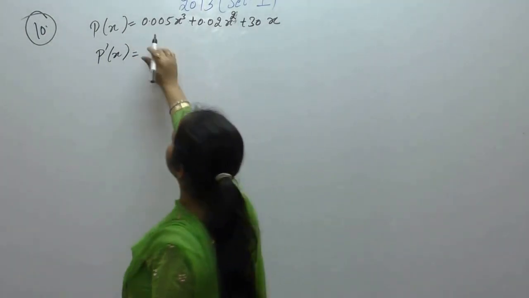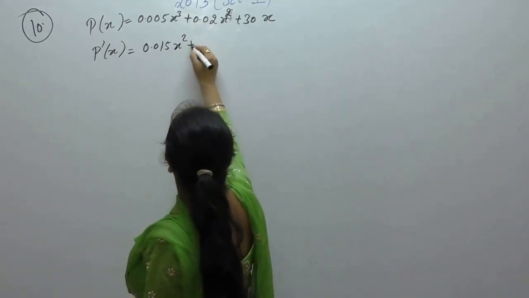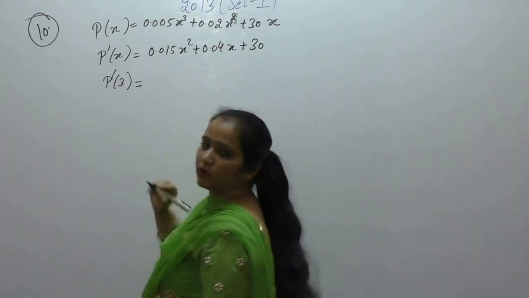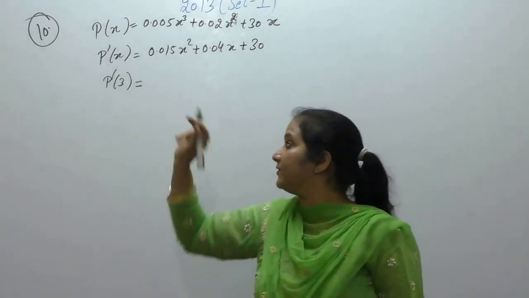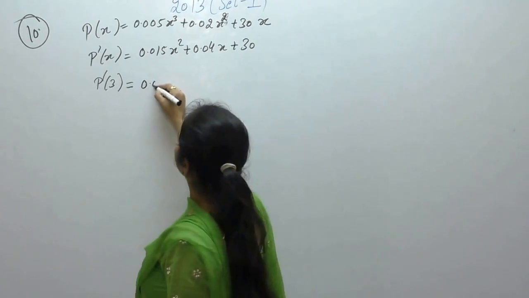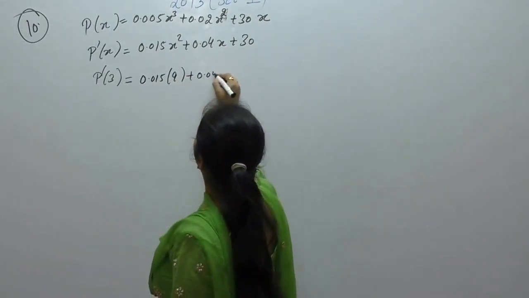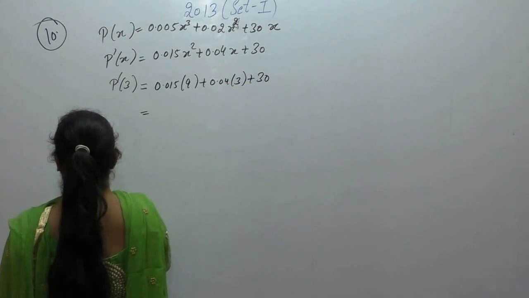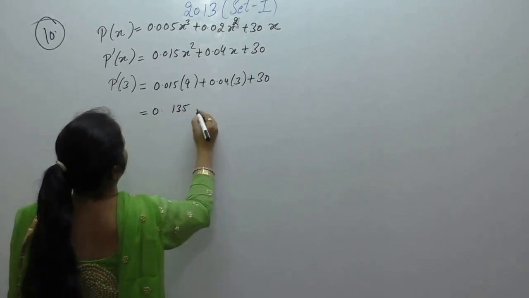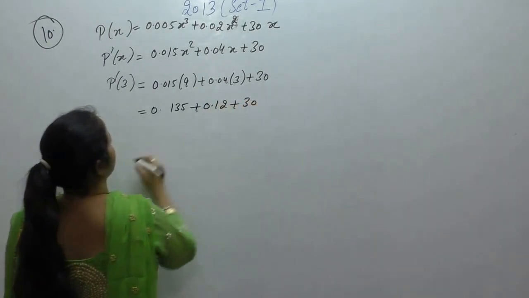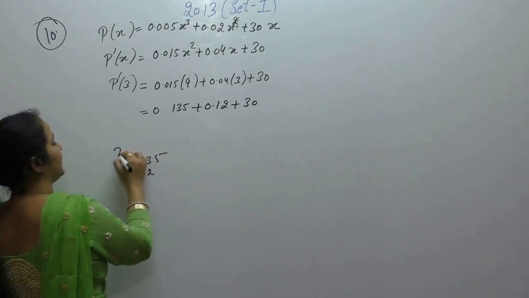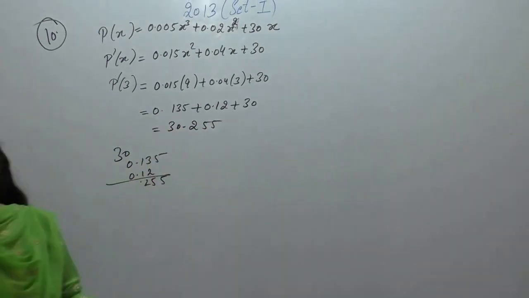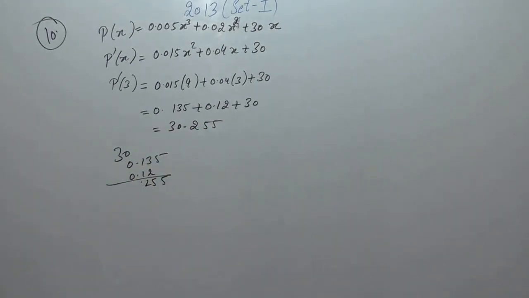So first take the derivative: 5 into 3 is 15x^2, 2 into 2 is 4, plus 30. Now 3 vehicles are added, so we want to find the value of the first derivative at x = 3. That is 0.135 plus 0.12 plus 30, so 30.255.